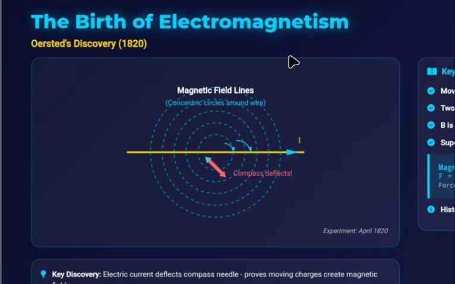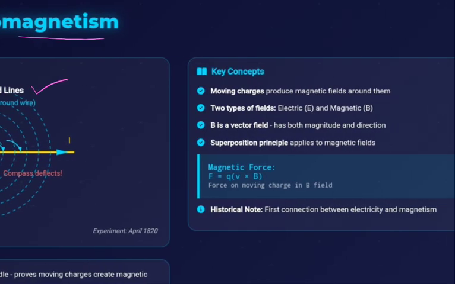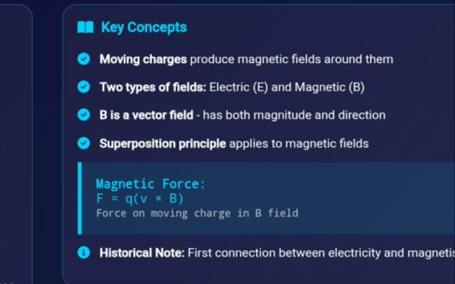Previously, it was thought that electricity is different, magnetism is different. But Oersted's experiment concluded electricity is related to the magnetic field. Key concepts in this: moving charges produce a magnetic field around them, and two types of fields are there: electric field and magnetic field.